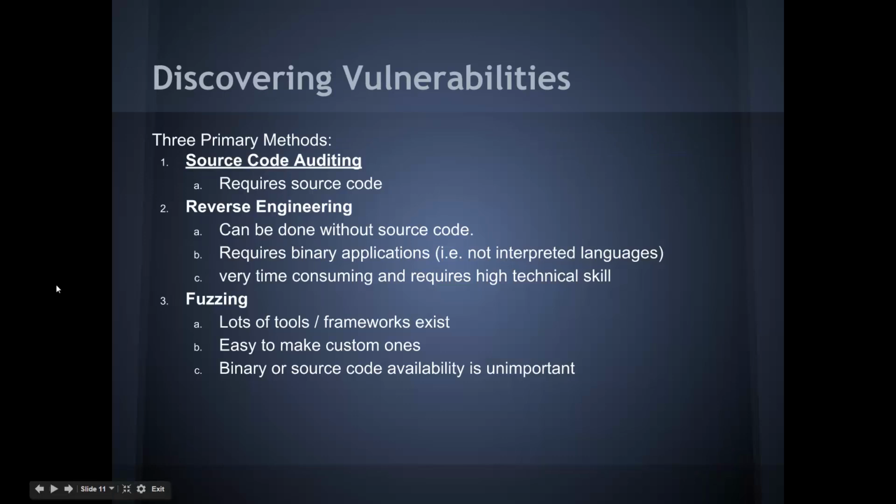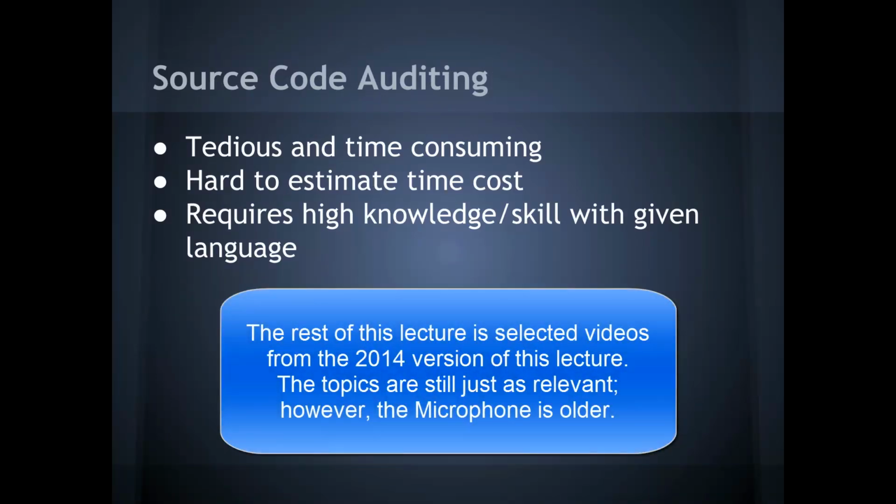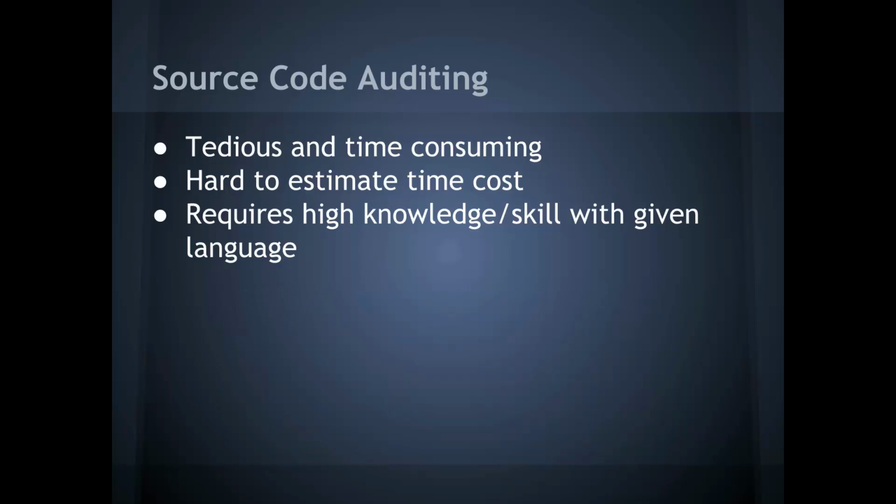There are three primary methods for discovering vulnerabilities that we will cover in this class. However, there are definitely more, as we will cover in the advanced bug hunting and vulnerability research lecture. But today's topic is source code auditing, and obviously that requires source code. And at the end of the day, source code auditing is very tedious and time consuming. It's very hard to estimate the cost and how much time it's going to take.